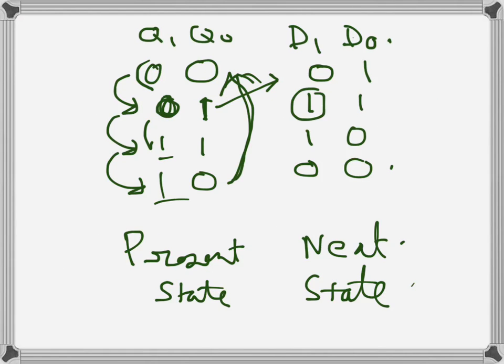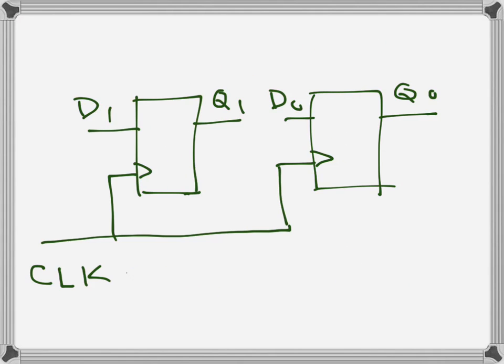So D1 is 0 here, D1 is 1 here. I will use a different color, 1 here and 1 here, and when we look here, we can see that in this case Q0 is 1 in both cases, and when D1 is 0, Q0 is 0. So D1 is basically following Q0, that's what's happening. So we can just connect Q0 to D1 like that.